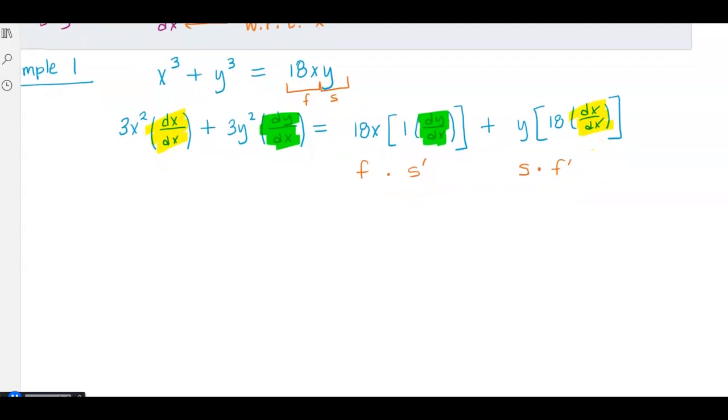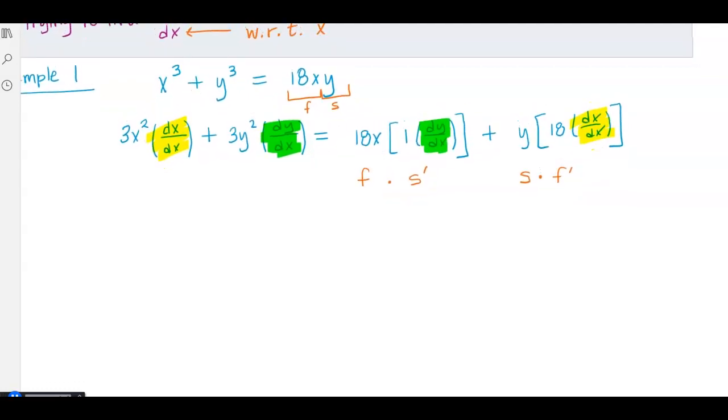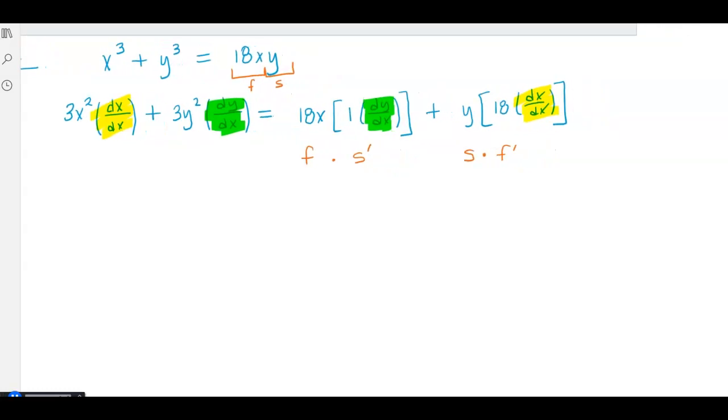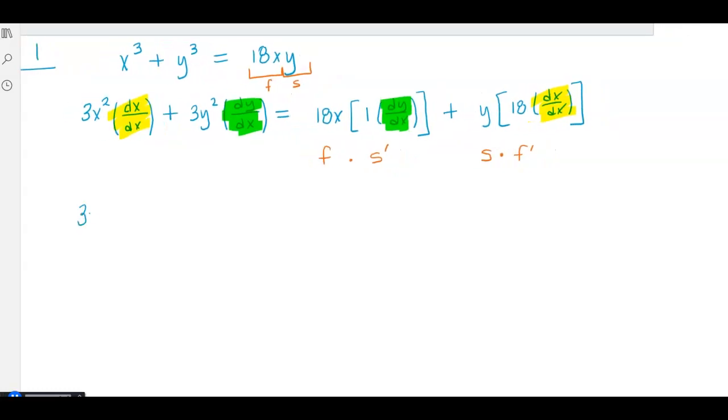All right, next step is to collect all the terms that have dy/dx on one side of the equation and anything that doesn't on the other side. So let me simplify this a little bit first. We'll have 3x squared plus 3y squared dy/dx equals 18x dy/dx plus 18y.